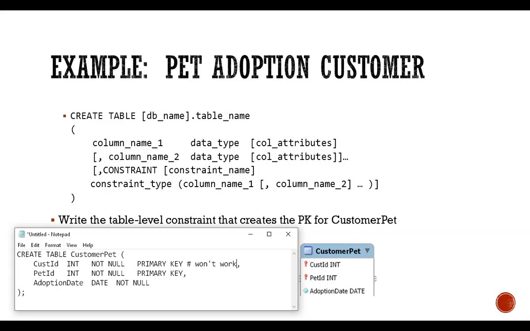So you can't just put primary key in two columns and have it work. SQL is unhappy with that. We have to create this as a table level constraint. That means we need a comma here, and then we come down here. You don't have to say the word constraint, right? But I'm going to put it, and you can give it a name.